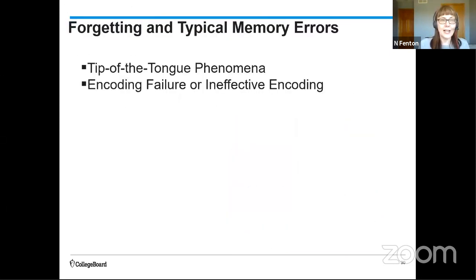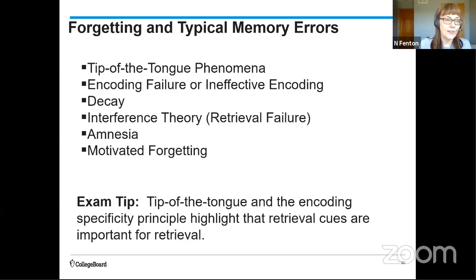So a couple other types of memory errors. We talked yesterday about the tip of the tongue phenomenon, and we talked about ineffective encoding or encoding failure. Maybe you didn't pay enough attention. We also sometimes forget just because of decay, right? The theory that forgetting occurs because memories, if you don't keep retrieving them, kind of disappear over time. They're still there. Long-term memory is generally permanent. That memory is there. Just because you can't retrieve it doesn't mean it doesn't exist. So the last three, interference, amnesia, and motivated forgetting, are a little bit more complex. So we're going to go over them in a little bit more detail.